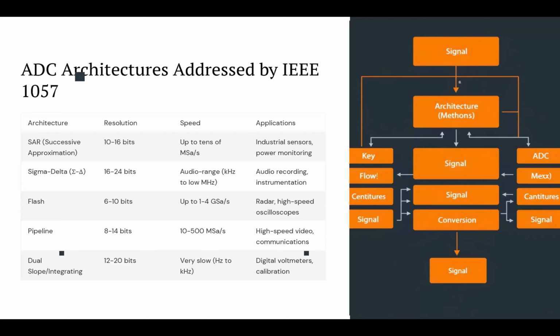Flash has a relatively lower resolution, but significantly higher speed, up to 4 gigasamples per second. That makes them a very good architecture for high speed oscilloscopes or radio frequency, when we have a very high frequency change in our input signal. You could go through the other examples. Basically, I wanted to show how the characteristics of each architecture make them suitable for different applications.